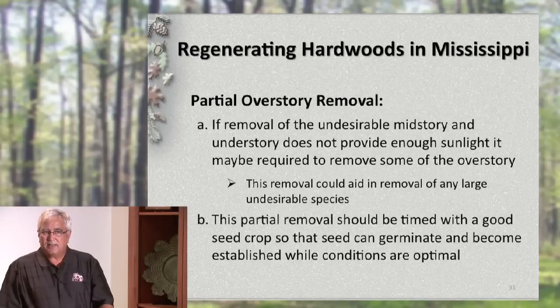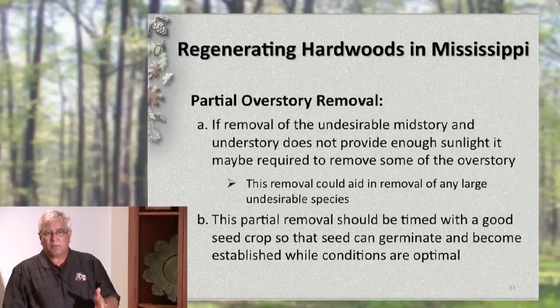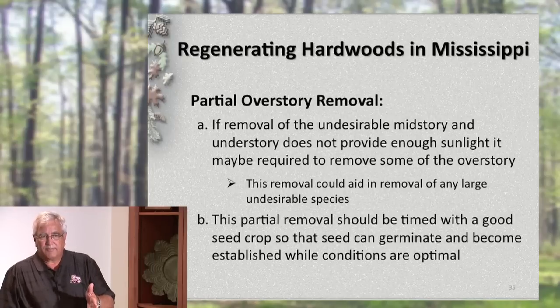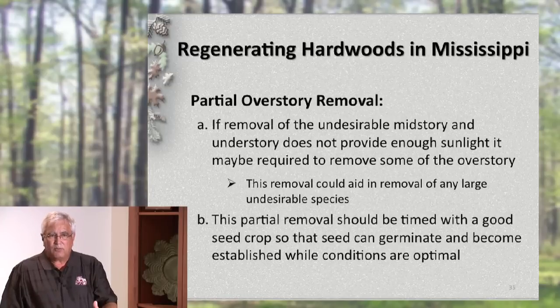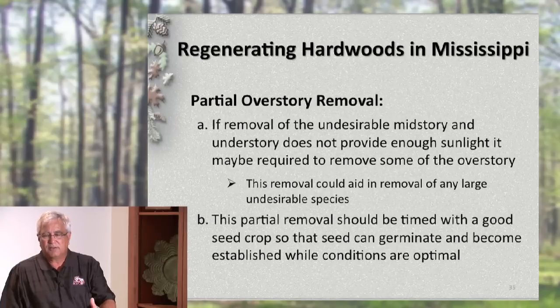Sometimes that's just not enough. If we remove the undesirables from the mid-story and understory, there may be more that we need to do to get more sunlight to reach the ground. That means removal of partial portions of the overstory. We could take out any large undesirable species that we have, but in most cases it means we're going to have to take out some of the desirable species that are in the dominant and co-dominant stage.